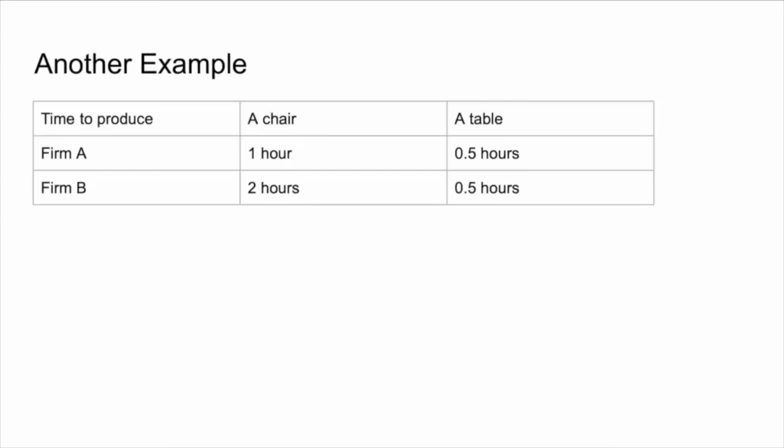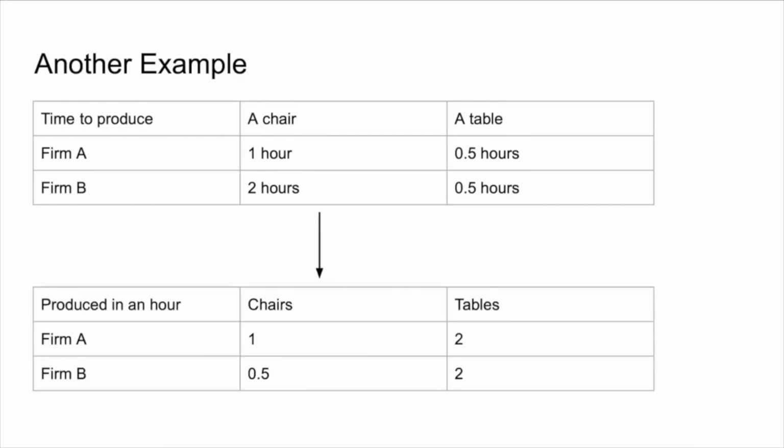All right, and sometimes you will see the numbers not listed as how many of a product each firm or country can produce, but instead how long it takes them to produce it. And for these problems, you can take the reciprocal of the numbers to find how many of the product each firm or country can produce in a certain amount of time. And then with that, you can solve the problem normally. For example, finding which good each firm or country has a comparative advantage in.